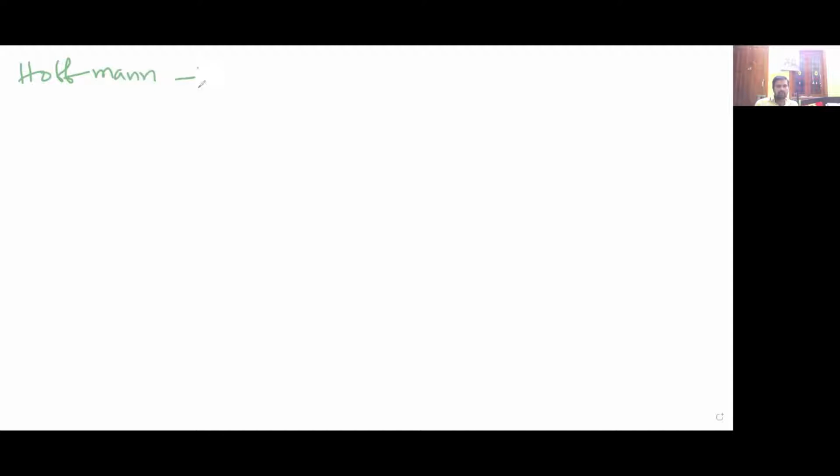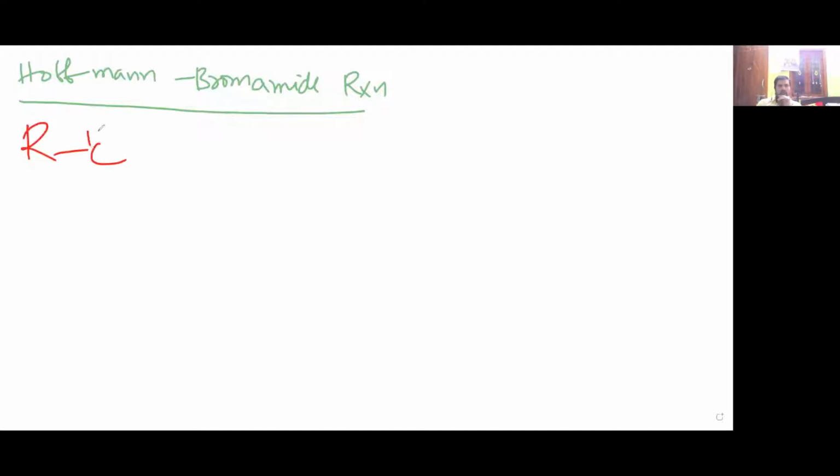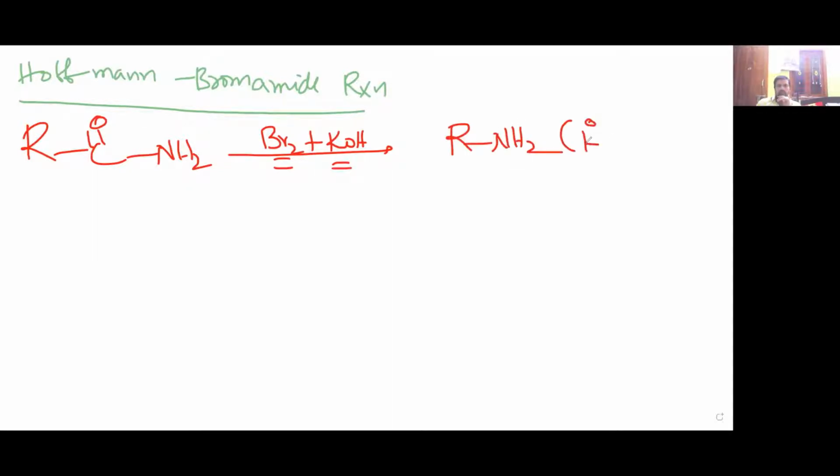The coming reaction is the Hoffman bromamide reaction. So what is this Hoffman bromamide reaction? Generally, RC(=O)NH2 is treated with Br2 and KOH or NaOH, bromine and base. Then you get the primary amine. You can prepare both aliphatic and aromatic amines by using this preparation.